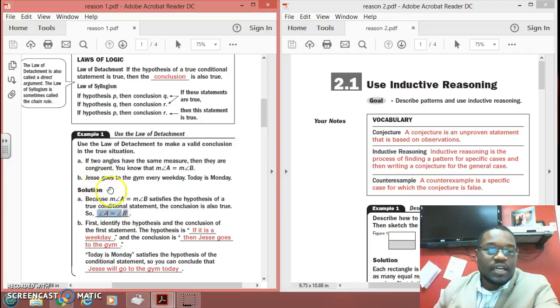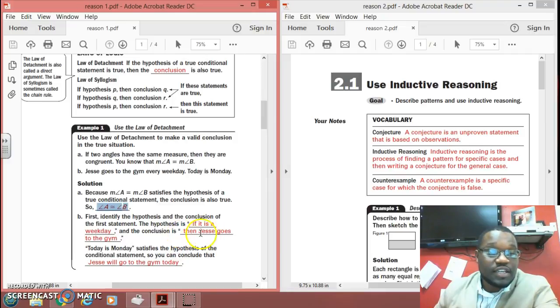All right. Another one. Jesse goes to the gym every weekday. Today is Monday. So we're going to use the law of detachment. First, identify the hypothesis and the conclusion of the first statement. The hypothesis is "if it is a weekday," and the conclusion is "then Jesse goes to the gym." They said we've got to identify these two first. Today is Monday satisfies the hypothesis of the conditional statement, so you can conclude that Jesse will go to the gym today.